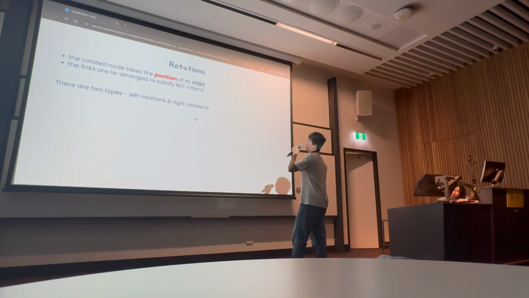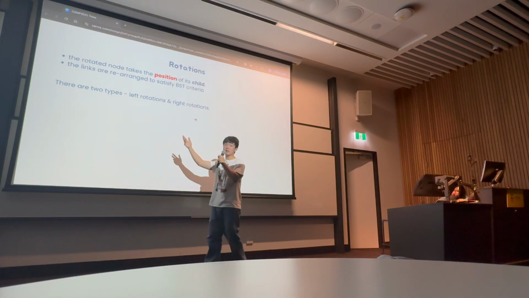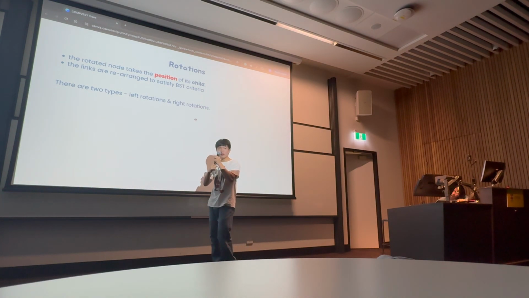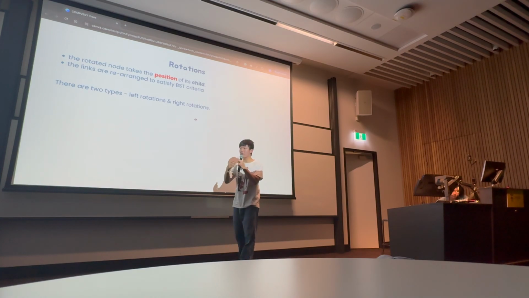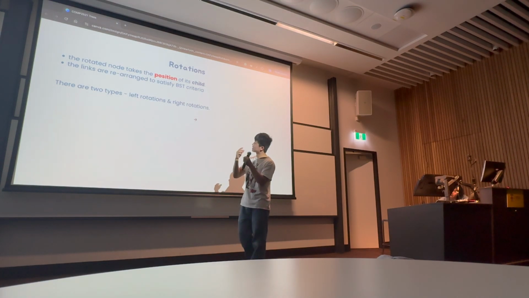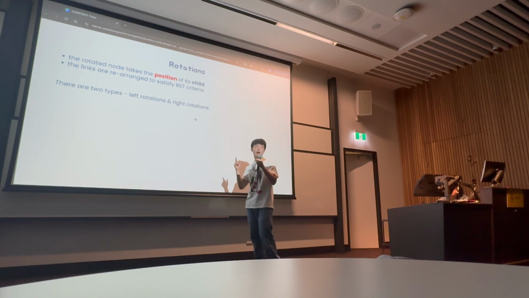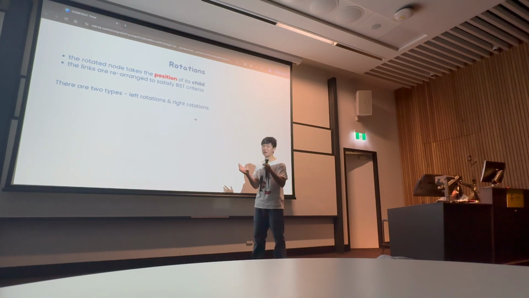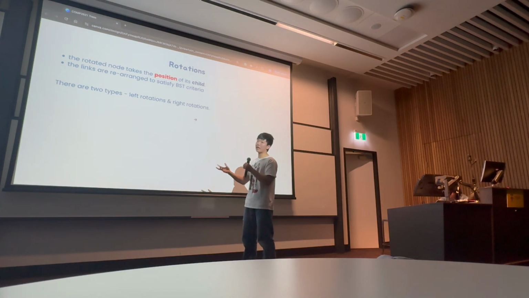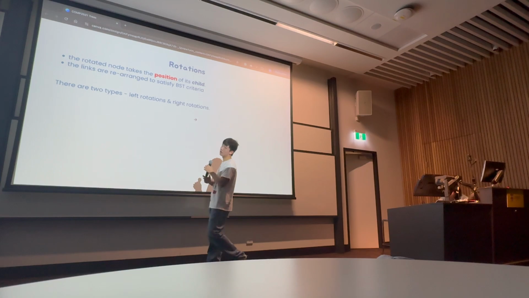Yeah, basically for all of these rotations, in the software implementation, what we do is we take a child node, and then we swap the positions of the root node and the child node, right? And then we rearrange the links so that the binary search tree, or the AVL tree, is linked up again. And that's how all these rotations work. And there are two types of rotations. There are left rotations and right rotations.